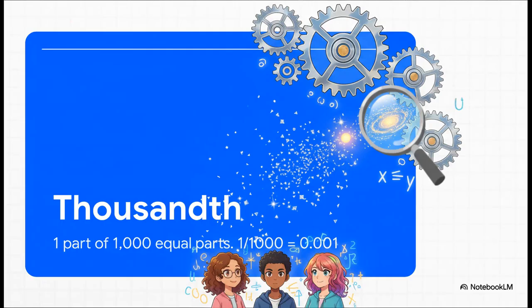So here's the official math way to say it. A thousandth is just one part out of 1,000 equal parts. As a fraction, it's pretty easy to see, 1 over 1,000. But as a decimal, and this is what you'll see on your test, it's 0.001. And here's a huge clue. See those 3 numbers after the decimal point? That's your secret signal that we're talking about thousandths.